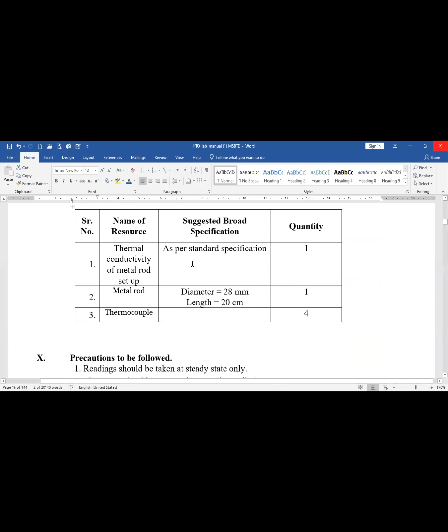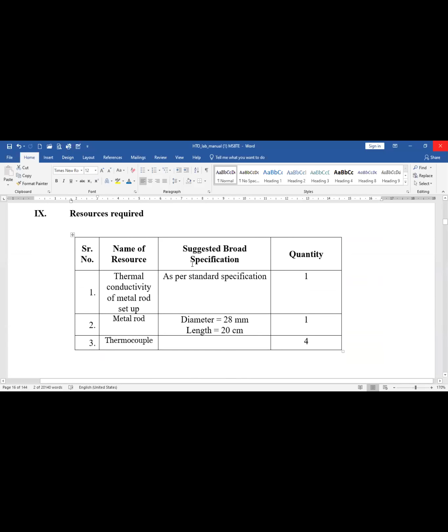The resources required for this experiment are the thermal conductivity of metal rod setup as per the standard specification, a metal rod or metal slab having some diameter and length, and 4 thermocouples at least for measuring the different temperatures on that rod. If a slab is there, then the thermocouples may be 6.